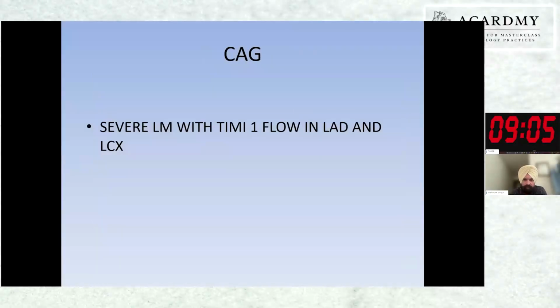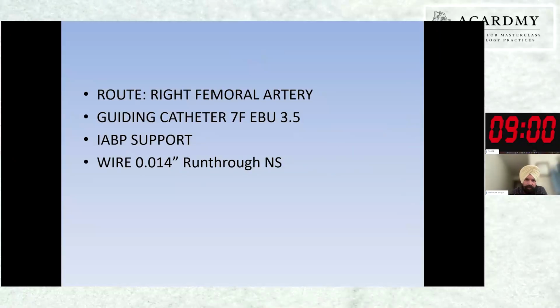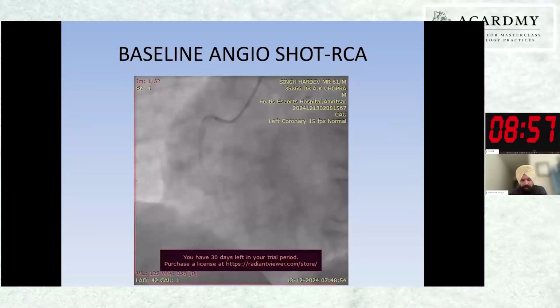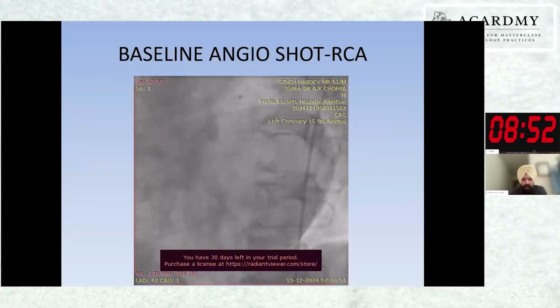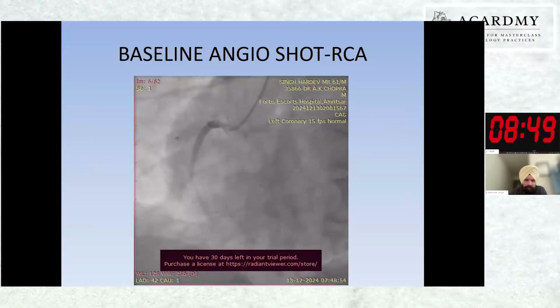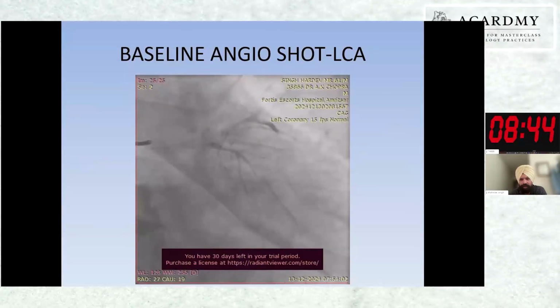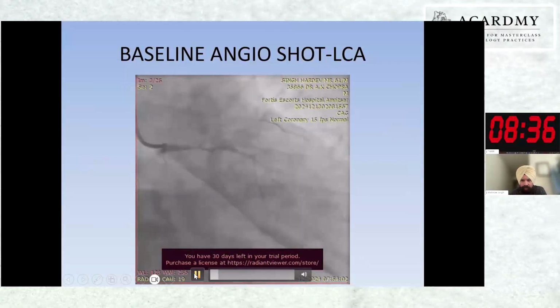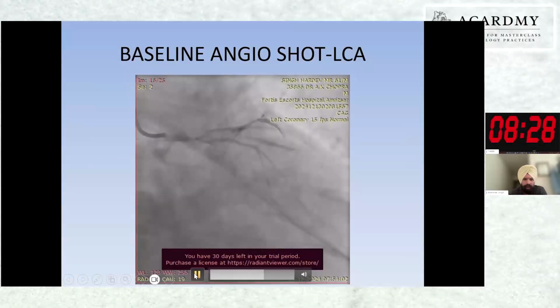So this was the RCA shot. It was a totally normal RCA. And this was the left system. I think the whole left system is gone. Left main is around 95% diseased with around TIMI 1 flow in LAD and LCx, and the patient was in very bad condition. So we decided to put an IABP and to do the PTCA.